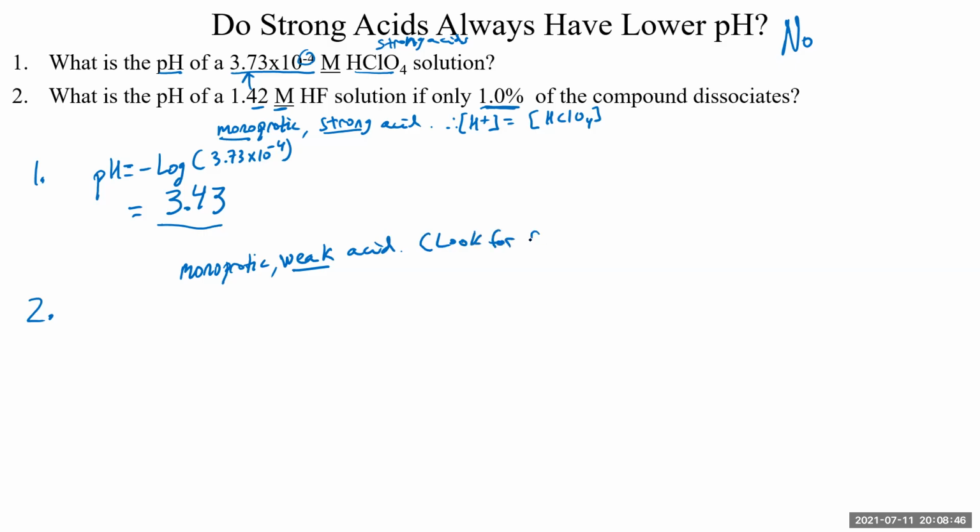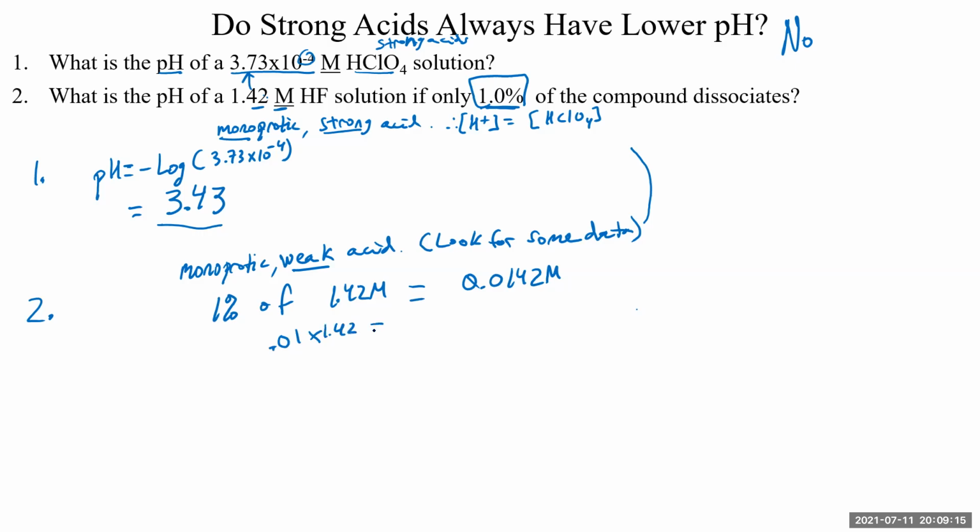Look for some data. You need more info. You can't just use the concentration as a given. So I looked for some data. Oh, what do you know? 1%. So 1% of the 1.42 molar is going to equal 0.0142 molar, right? That's 0.01 multiplied by 1.42. Let me just double check my math because we know that I am easily capable of making errors. 0.0142, yeah, that's what I got, right? That's my actual concentration of hydrogen ion.